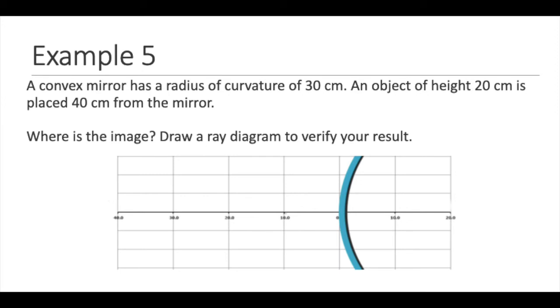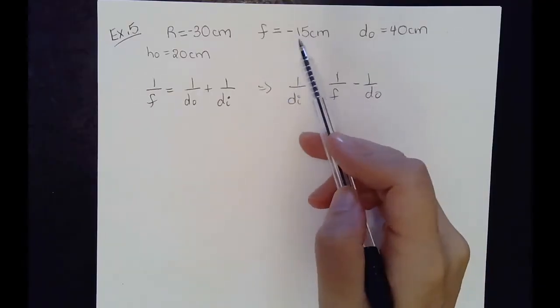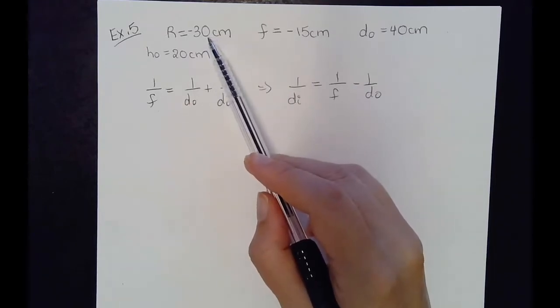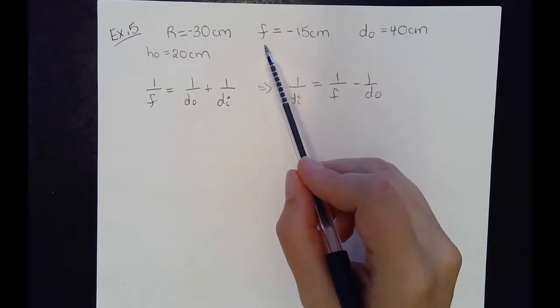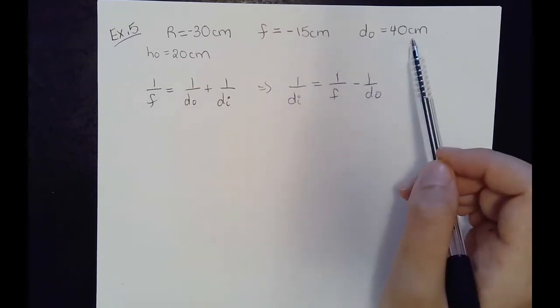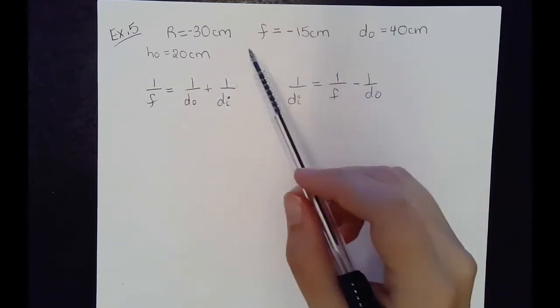Example 5, a convex mirror has a radius of curvature of 30 centimeters. An object of height 20 centimeters is placed 40 centimeters from the mirror. Where is the image? Draw a ray diagram to verify your result. Okay, so we have R and F. Make sure F is negative. R is a radius, so it's not really wrong to just write 30, but we do need at least that negative sign on F. And then DO is 40 and HO 20.